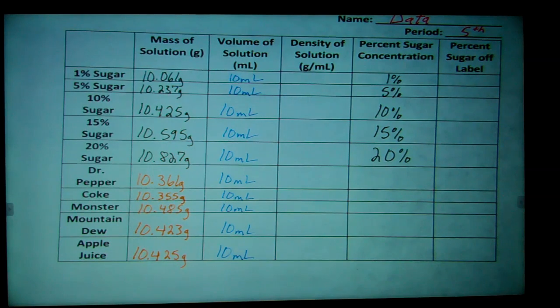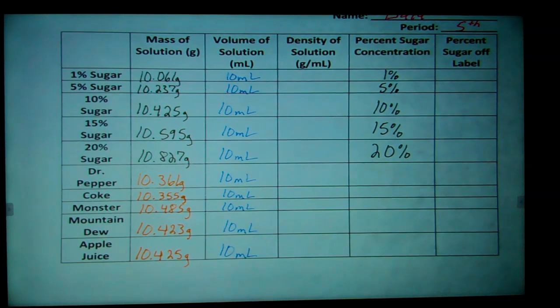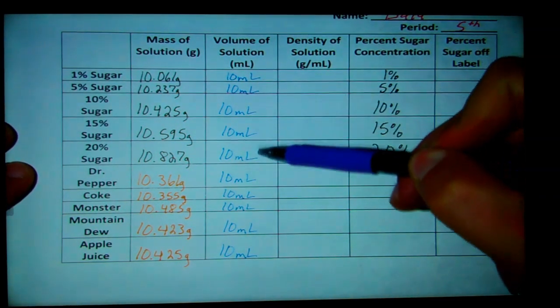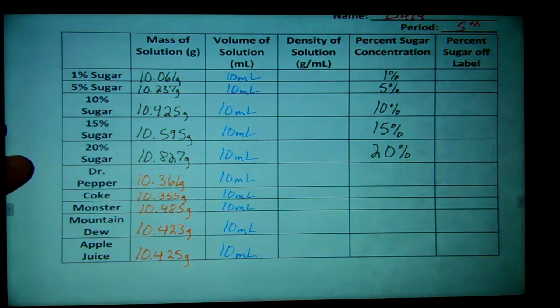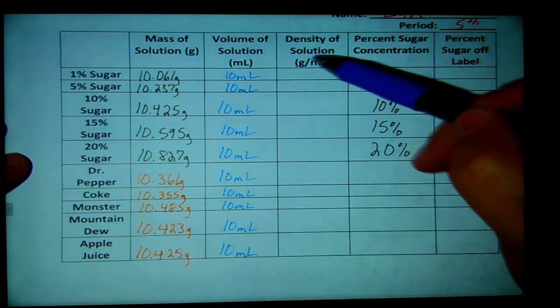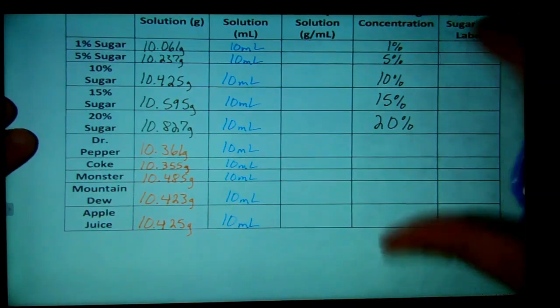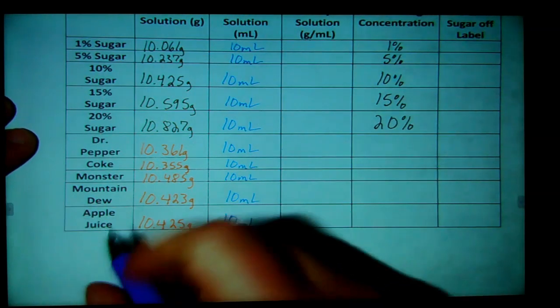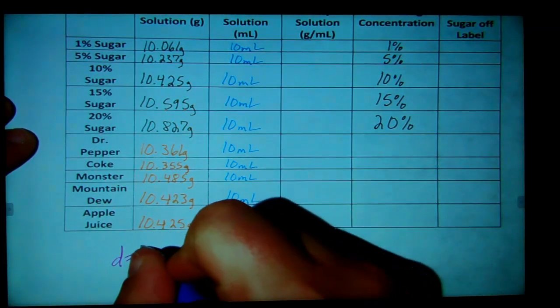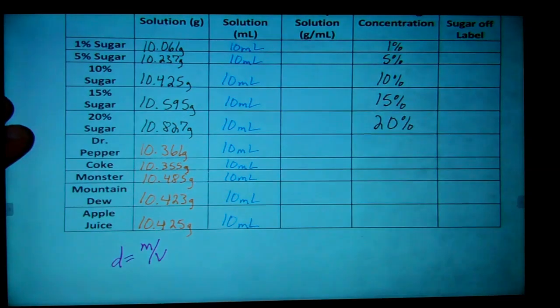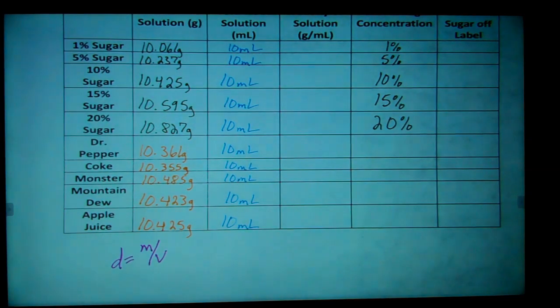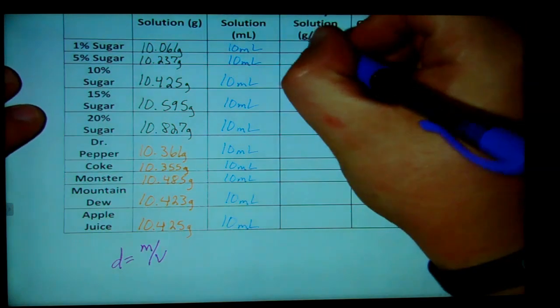Alright, so you all know how I got the mass of solution, and like we said before, we just straight up made the volume of solution 10 milliliters all the way through. And this is beautiful, okay? While you're copying this down, I'm going to talk about how we got this density of solution here. If you just use the units, you'll see it's grams per milliliter. So density is equal to mass divided by volume. And that's all we did on every one of those to get what I'm putting here.